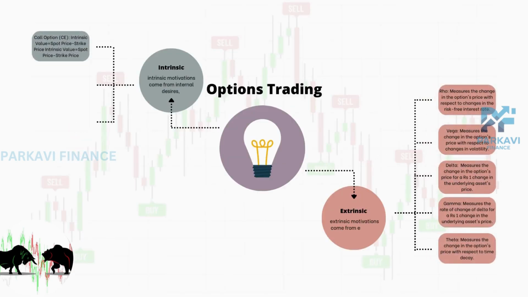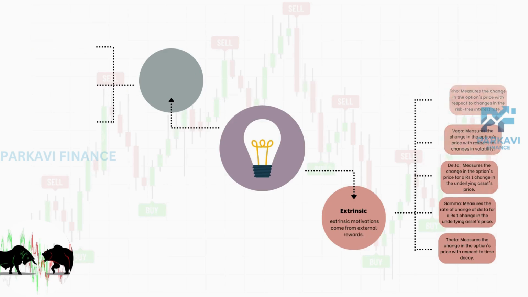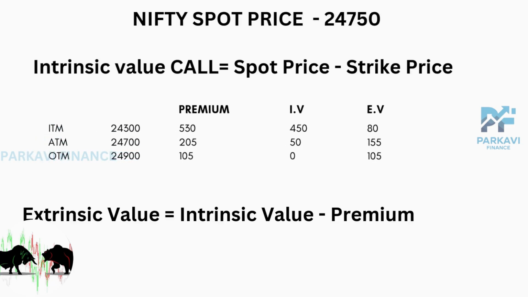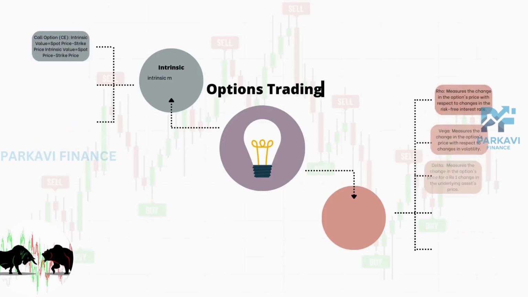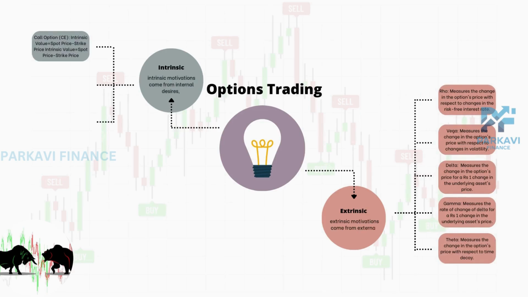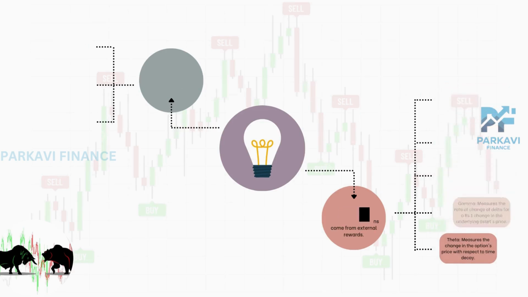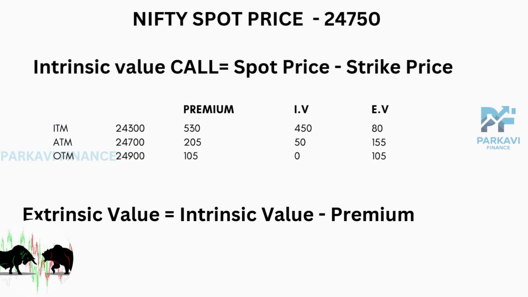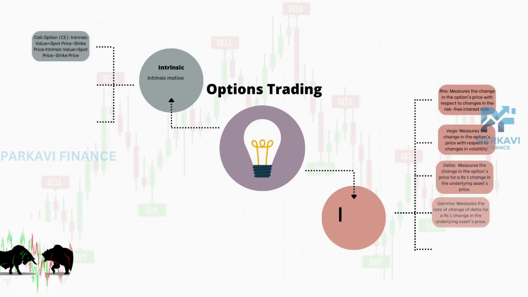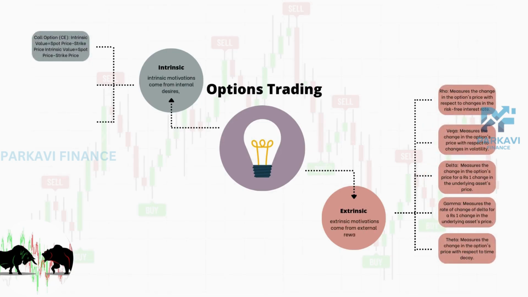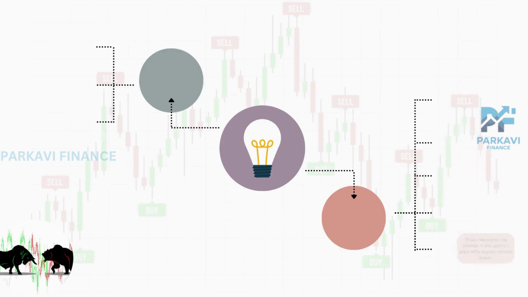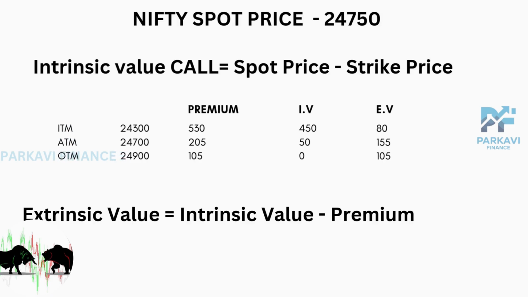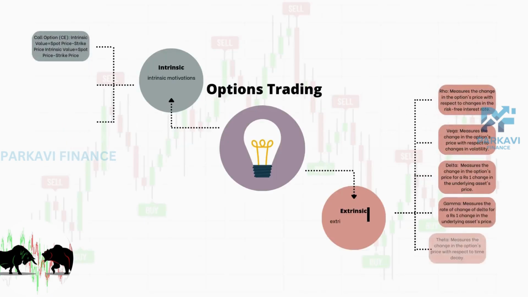So spot price 24,750 minus strike price 24,300. For extrinsic value, it is premium minus IV, right? And the same for ATM, OTM. Similar for the ATM and OTM.